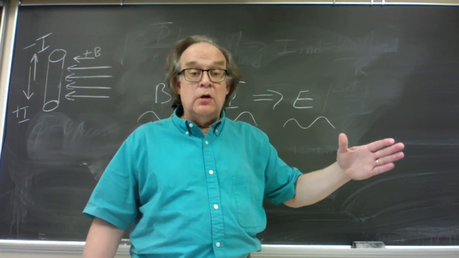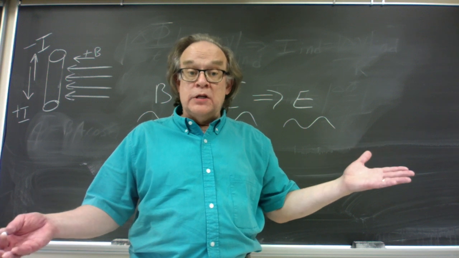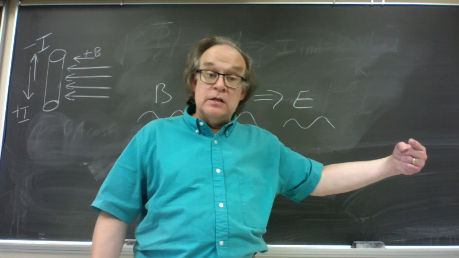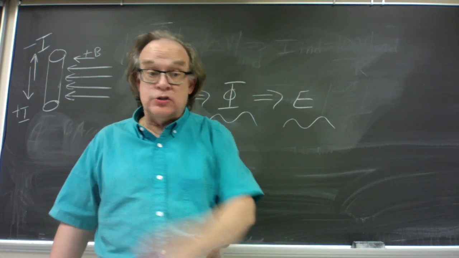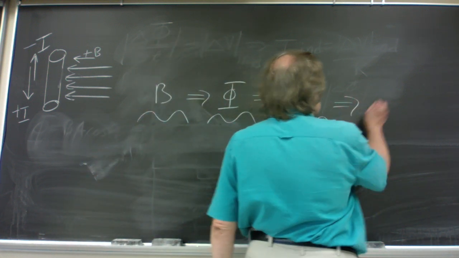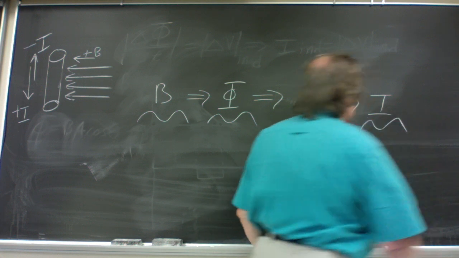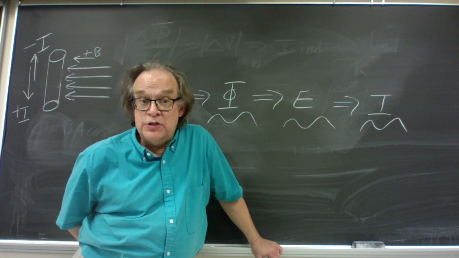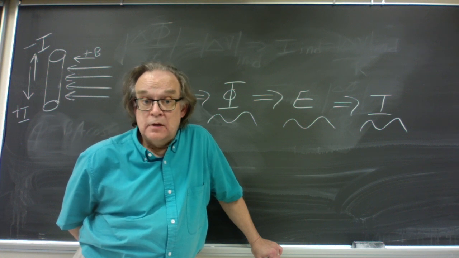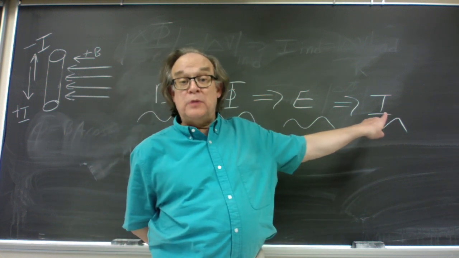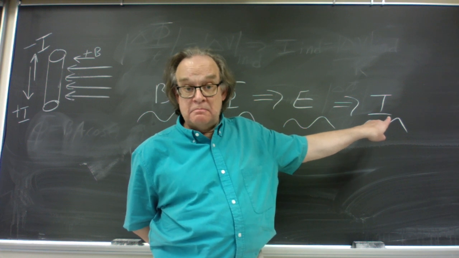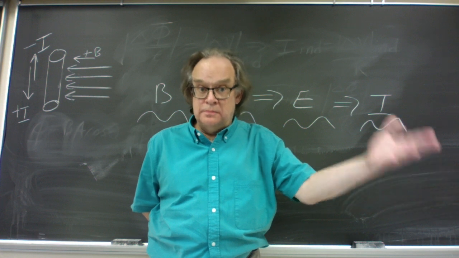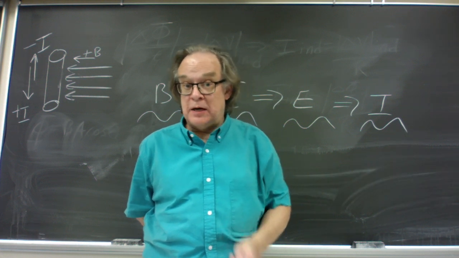So current is always oscillating. Sometimes there's strong current in this direction, sometimes there's strong current in the other direction. The current oscillates. That current, like any current, produces a magnetic field, and if the cause of that new magnetic field oscillates, that is, if the current oscillates, then the result, the magnetic field, will also oscillate.